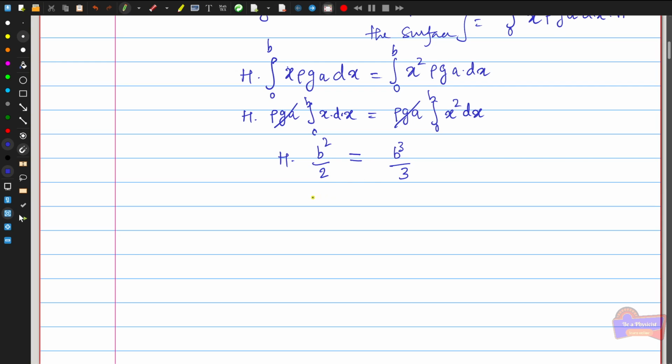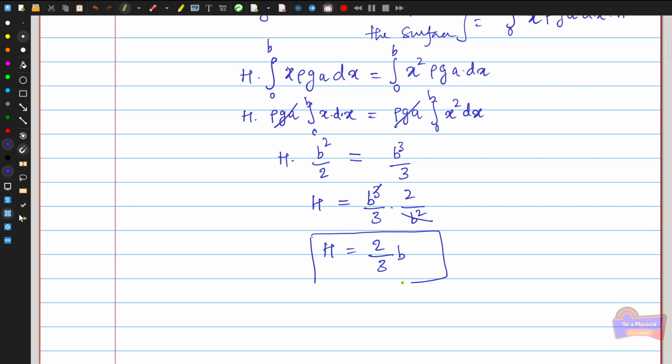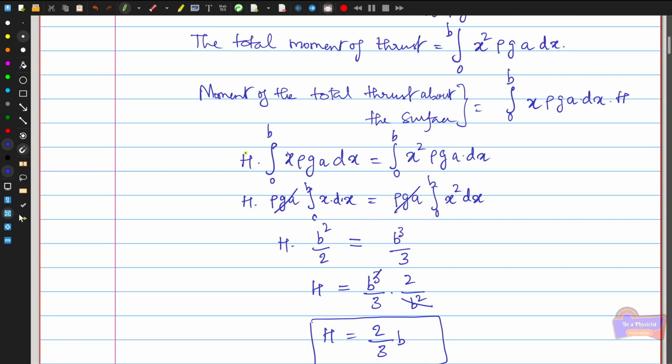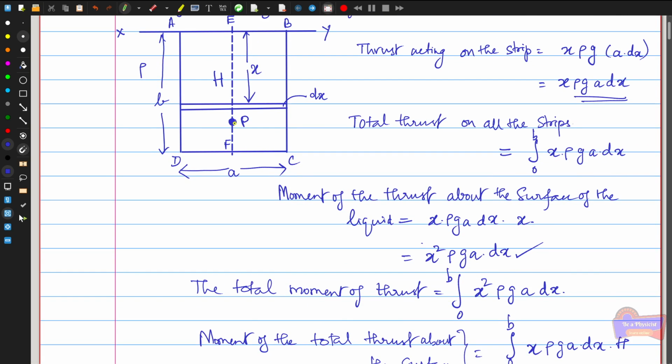So from this equation I can find h, the height of the point where the center of pressure is situated, which is equal to b cubed divided by 3 into 2 divided by b squared, so that this will cancel. The final value of h is equal to 2 divided by 3 times b. So this is the height of the center of pressure of the rectangle, or rectangular lamina.